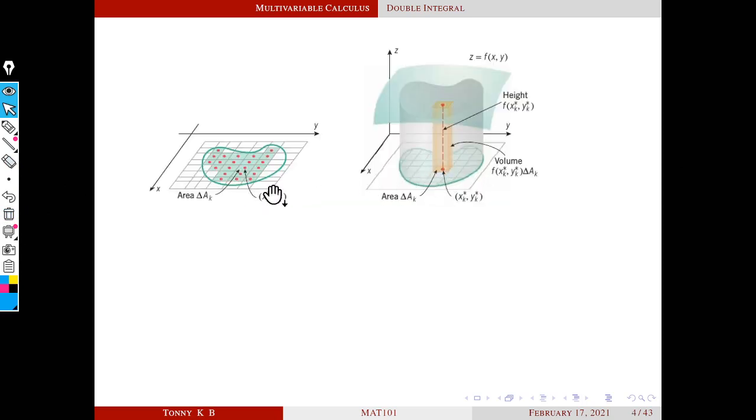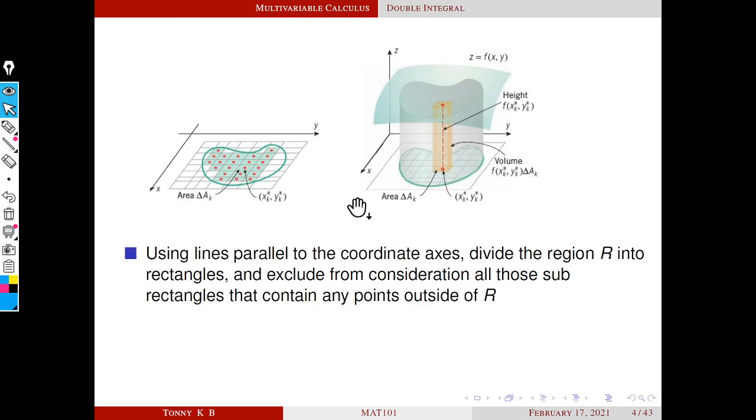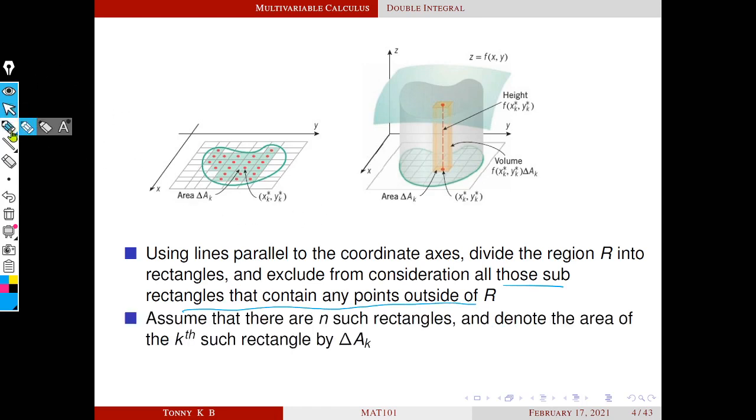First of all, we are going to divide this region R into small rectangles using lines parallel to the coordinate axes. We consider only the rectangles completely inside R, and we throw out the rectangles on the boundary. That means we exclude all sub-rectangles that contain any point outside R. Suppose the region R contains n such rectangles.